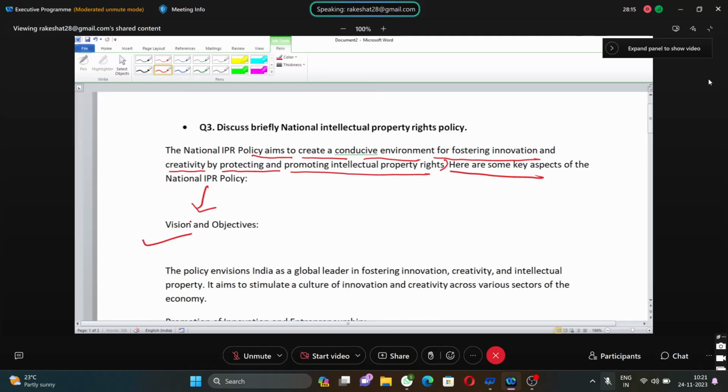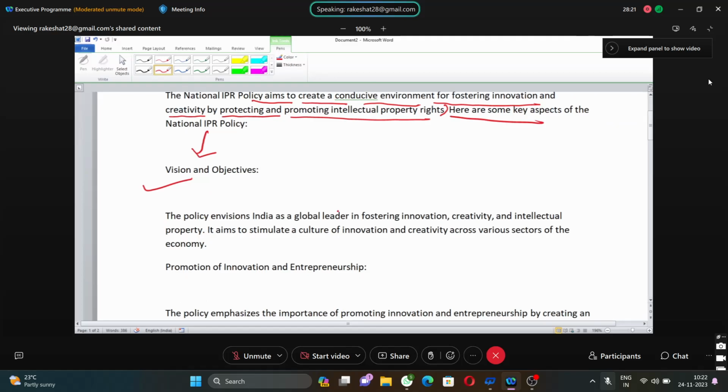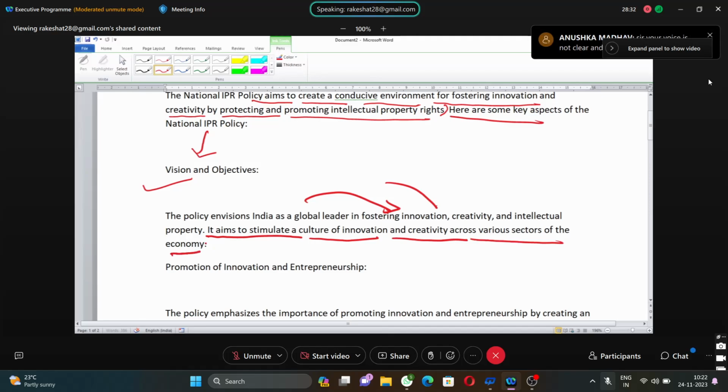Now, what are its vision and objectives? The policy envisions India as a global leader in fostering innovation, creativity, and intellectual property. It aims to stimulate a culture of innovation and creativity across various sectors of the economy.